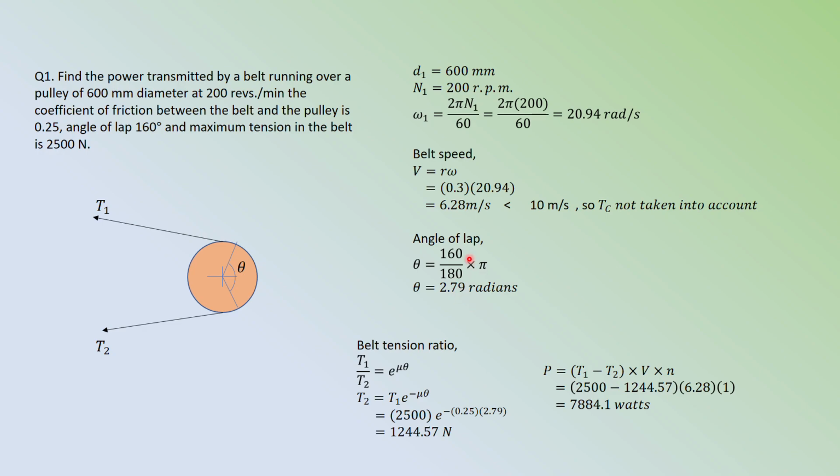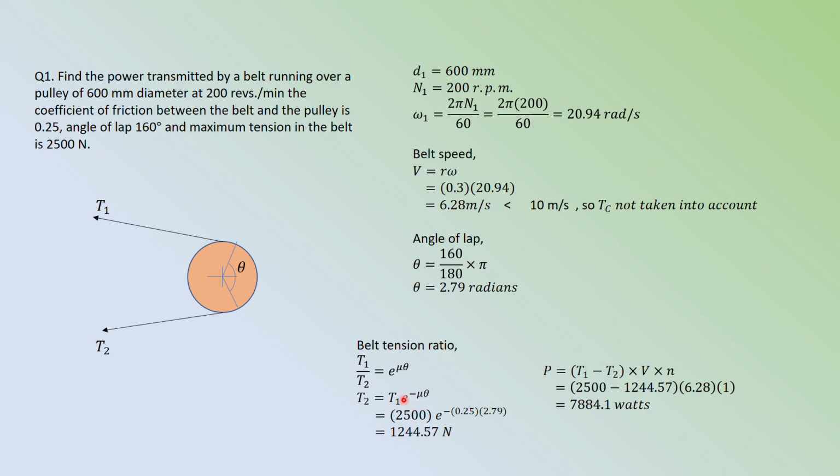So once you have got the belt speed and the angle of lap, and they have given us the coefficient of friction and the tight side tension, we can actually find out the slack side tension by taking the belt tension ratio. This is for a flat belt without mass. So for a flat belt without mass, you have this formula. If with mass, you will have to take T1 minus TC over T2 minus TC. So this is without mass. That means you are not taking the mass or the density of the belt material into account. So you don't have the TC. So here you have the slack side tension T2.